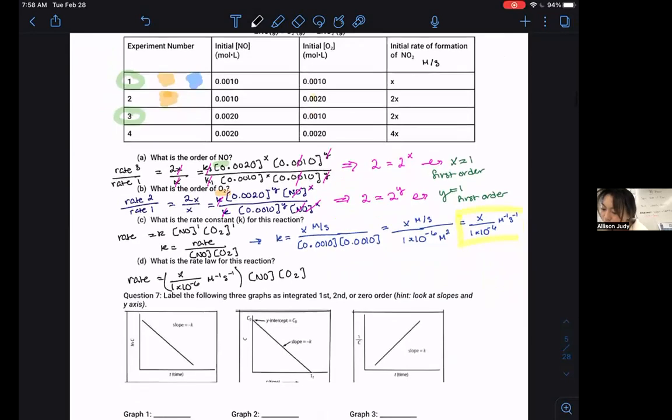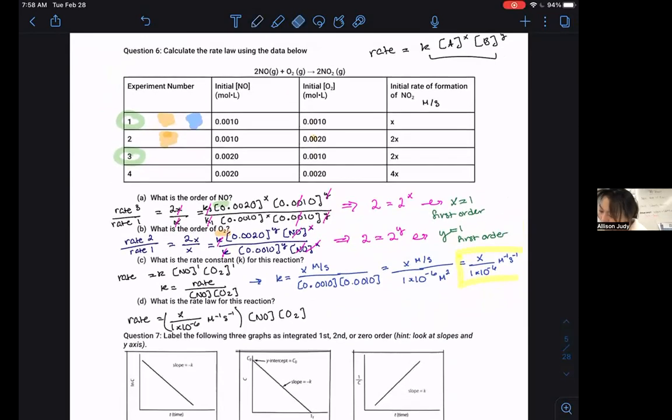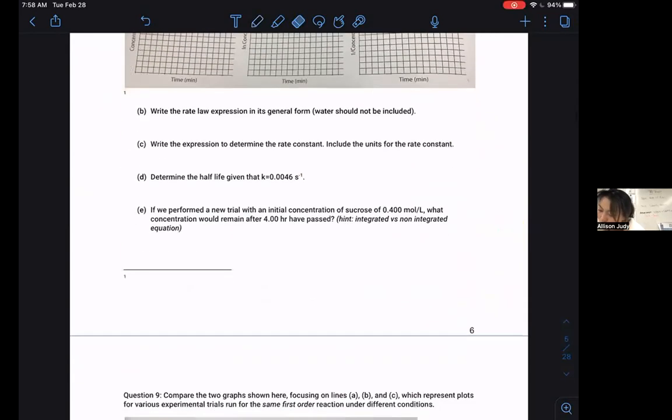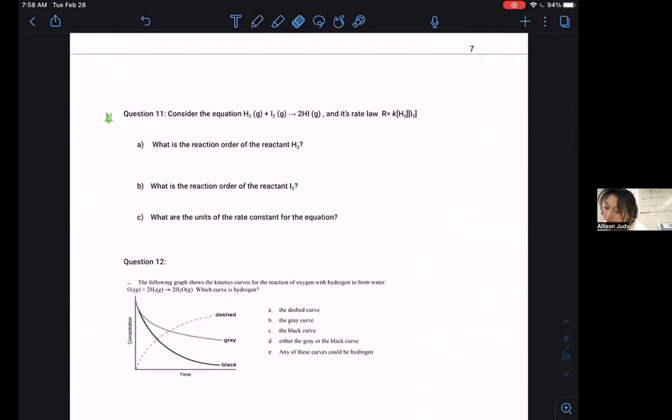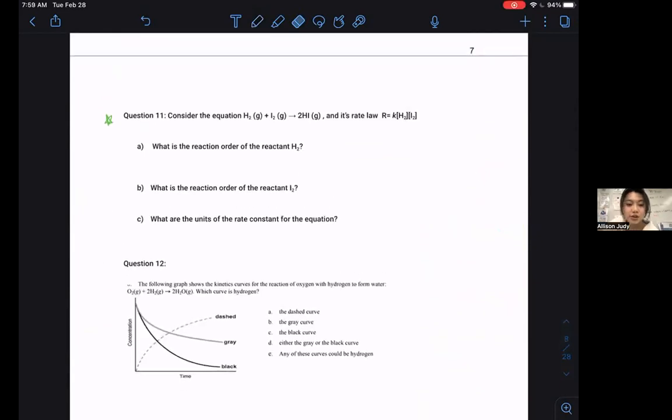Okay, guys, good work. Let's move on to the next one. I have only one more conceptual, and then we'll head into a long FRQ. So for question number 11, we are being asked to consider the following equation that has been balanced for us, and we are given its rate law.